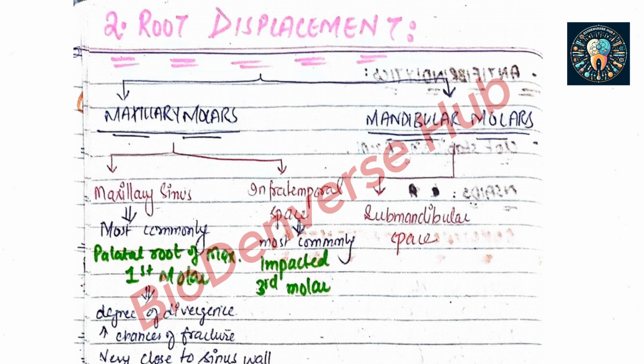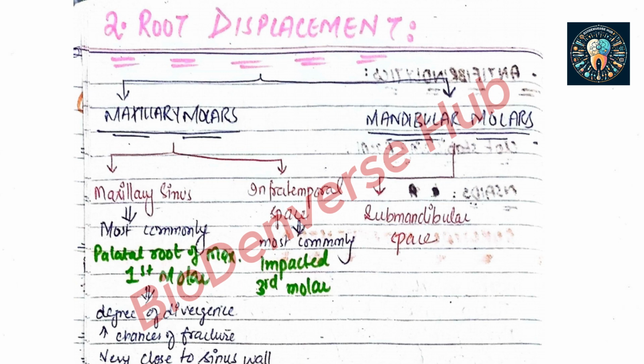First of all, root displacement occurs most commonly in the maxillary molars and the mandibular molars. In case of the maxillary molar, the more likely chance is that it displaces into the maxillary sinus, and the root most commonly displaced into the maxillary sinus is the palatal root of the maxillary first molar. Due to the degree of divergence of the palatal root, there are increased chances of fracture, and also that root is very near to the sinus wall.